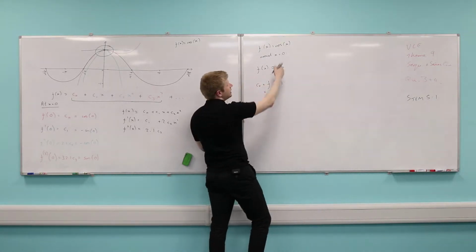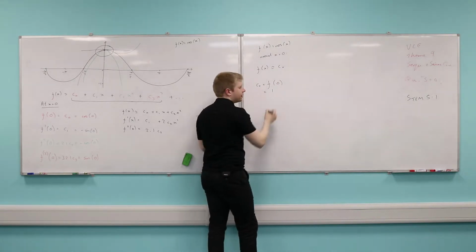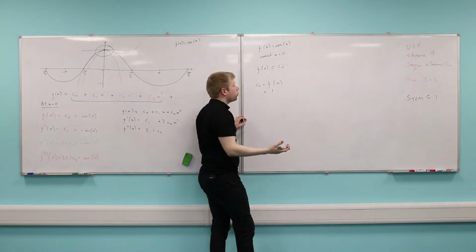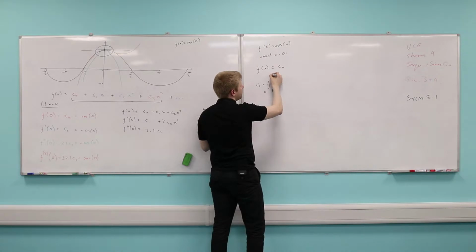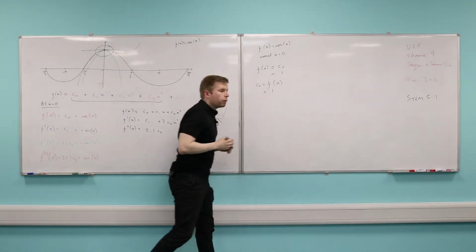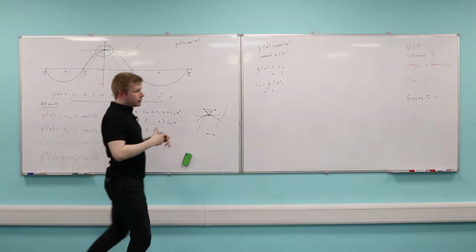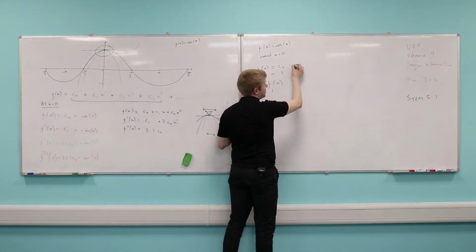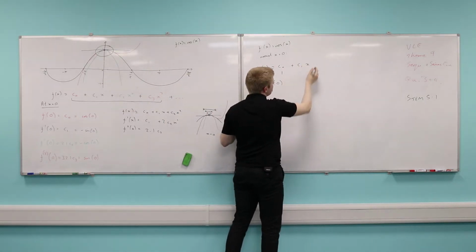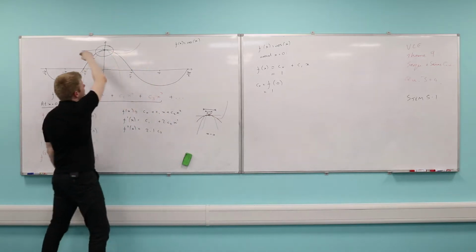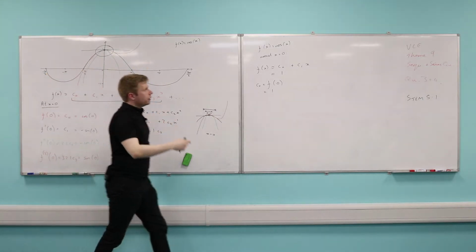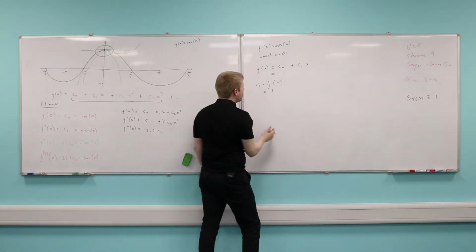So C naught is just what happens when I take my function and stick 0 in. In other words, when I stick 0 into cos of x, I get 1. So C naught is just 1. If I want to consider more terms in my series, I would now consider a linear term. In other words, I consider this as a straight line. So I need to find what C1 is.